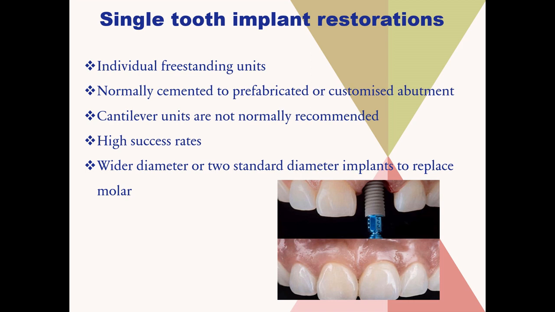That is, if two adjacent teeth are missing, then it's always preferred to place two implants instead of cantilevering. And high success rates have been reported for single tooth restorations, particularly those replacing anterior teeth. Replacement of single molars is more problematic because of the size discrepancy between implant and tooth and also the high occlusal loads. Therefore, either wider diameter or two standard diameter implants can be used in case of replacing a molar.